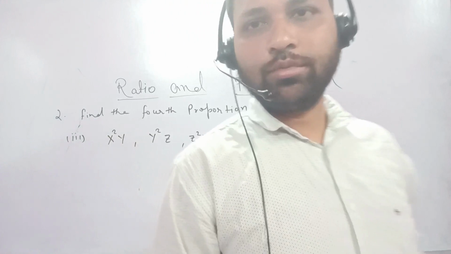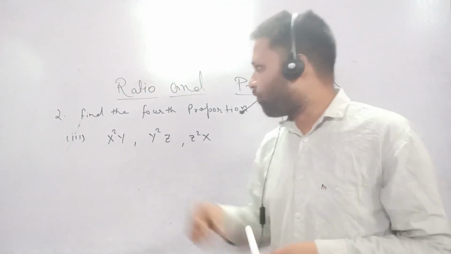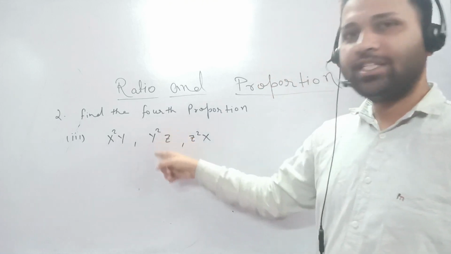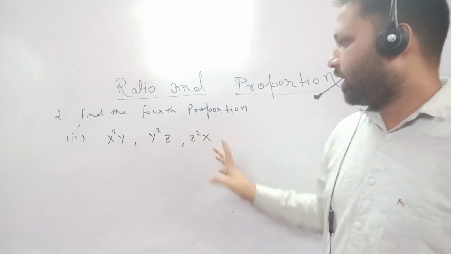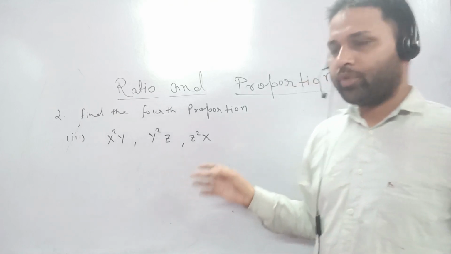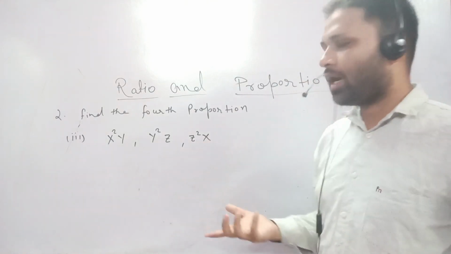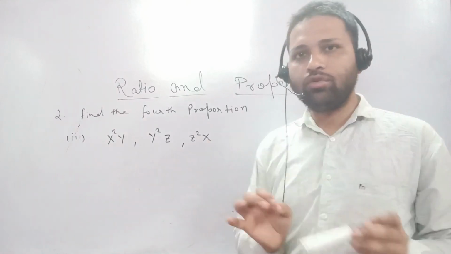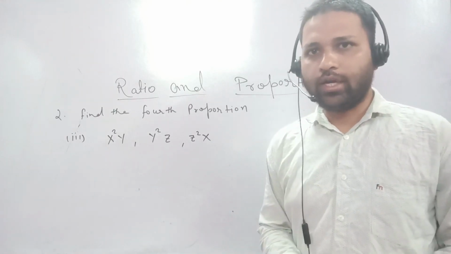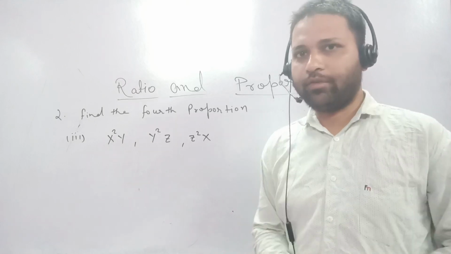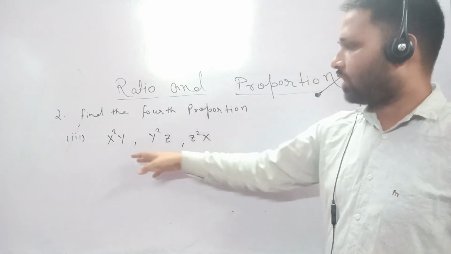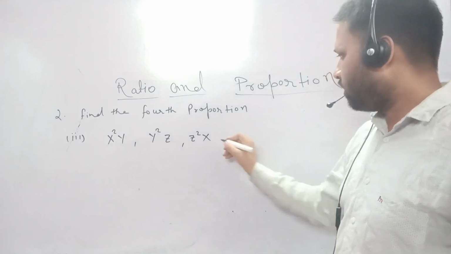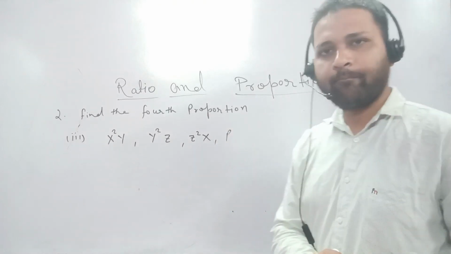Okay, see question number 3. It is a very important question. Find the fourth proportion. x square y is the first number, y square z is the second number, and z square x is the third number. You can take x, but x is already given, so you don't take x. Otherwise, you take a variable other than x, y, and z. So you take p. Let p be the fourth proportion, right?